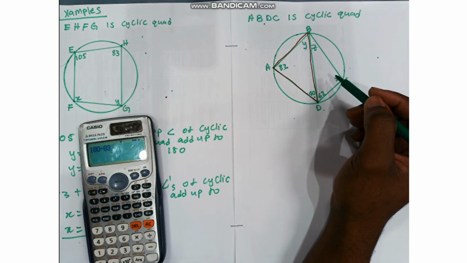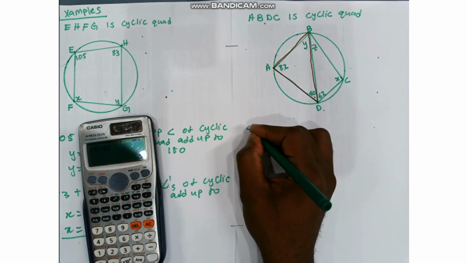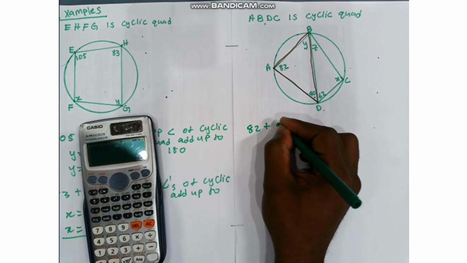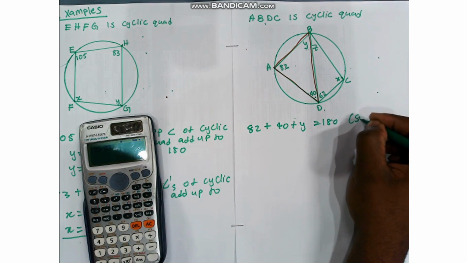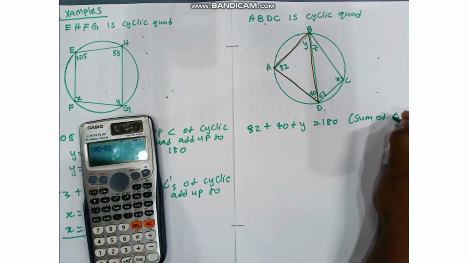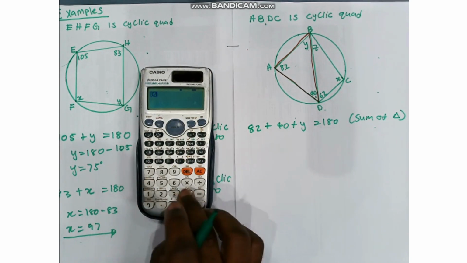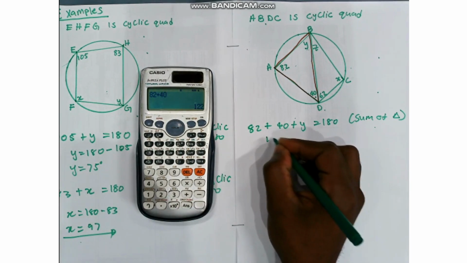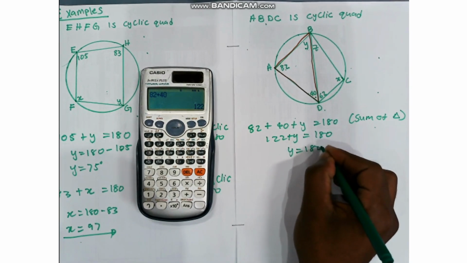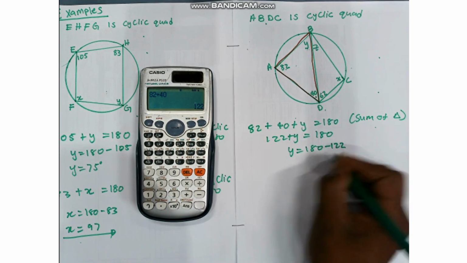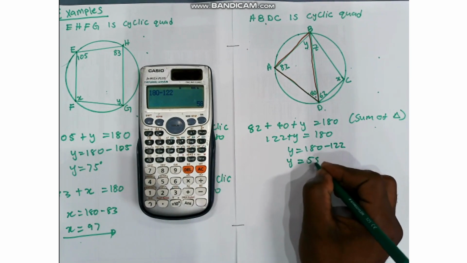Angles in a triangle add up to 180, so we can say 82 plus 40 plus y is equal to 180, sum of a triangle. 82 plus 40 is 122, plus y is equal to 180, then 180 minus 122 is just 58.